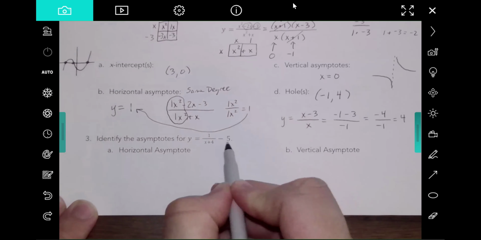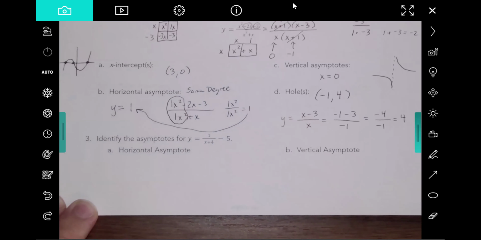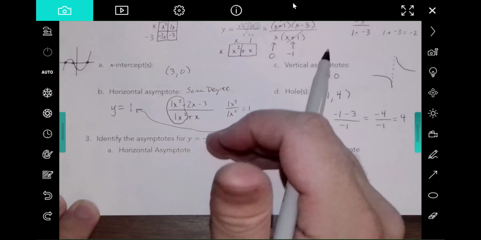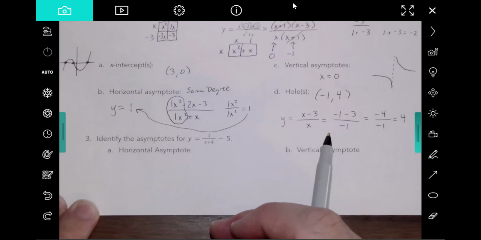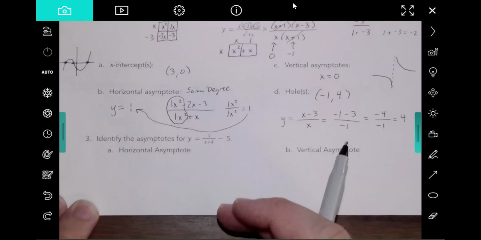Typically, constant values at the end of a function are only going to shift a graph up or down vertically. Okay, so they're not going to shift it left or right, just up or down.